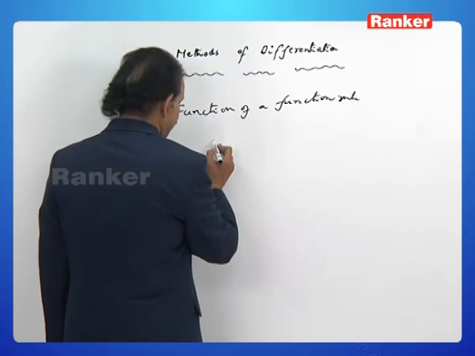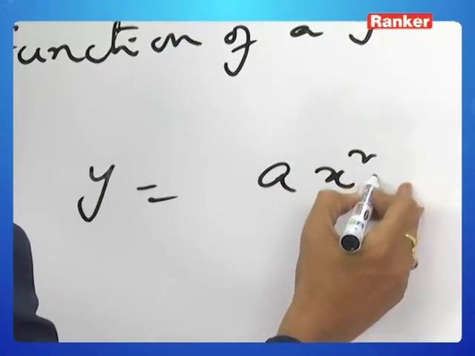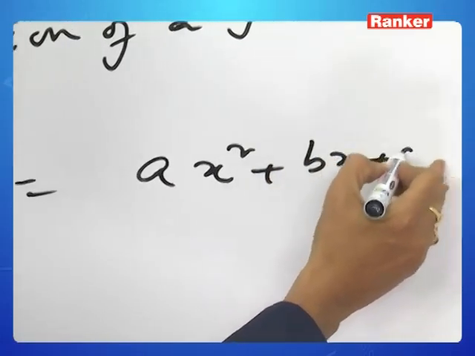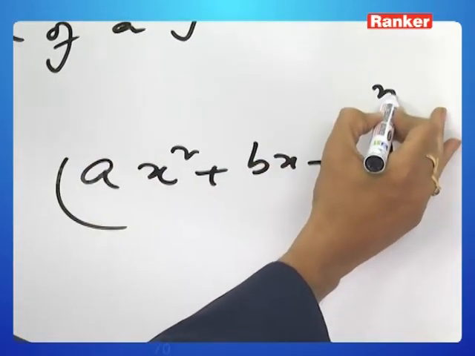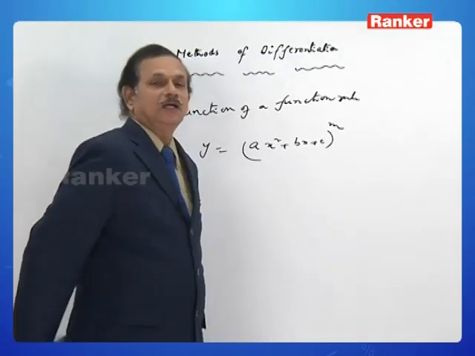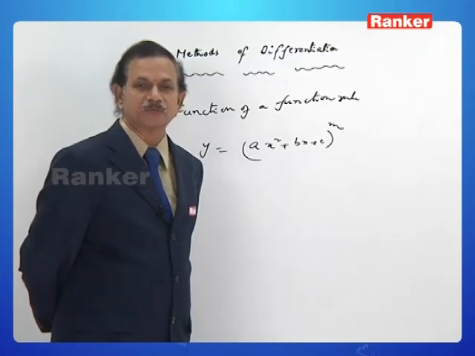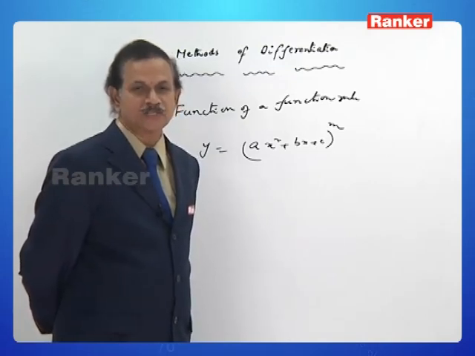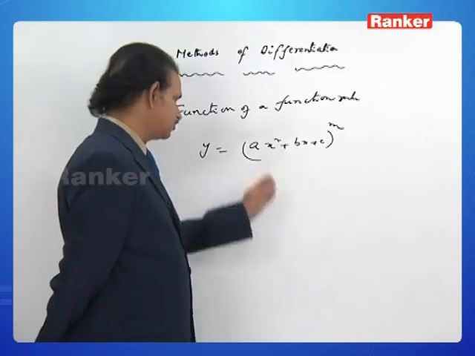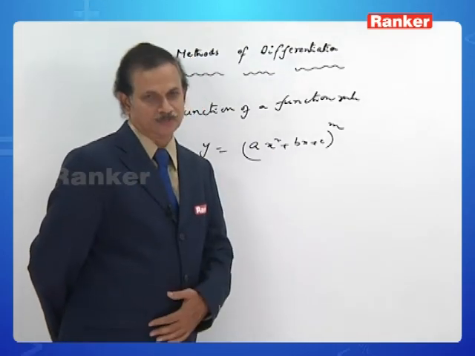Yes, you observe the function y is equal to ax square plus bx plus c whole to the power of m. In this, two functions are there, f of x equal to x power m, g of x is equal to ax square plus bx plus c. Actually speaking, f of g of x is nothing but ax square plus bx plus c. So, function of a function.